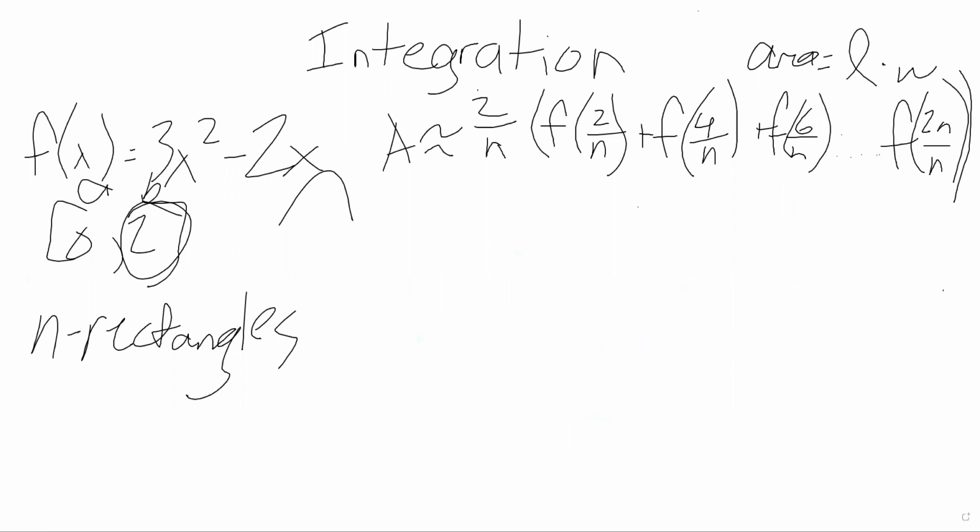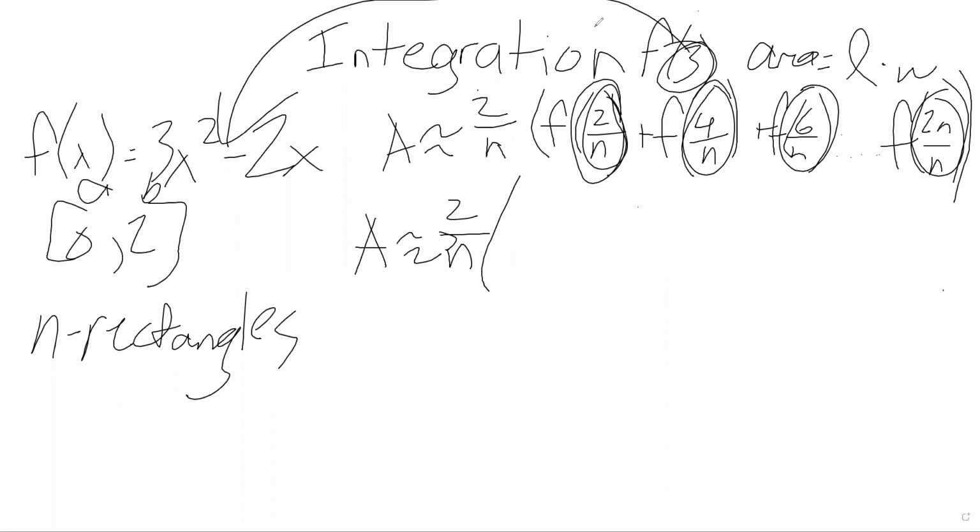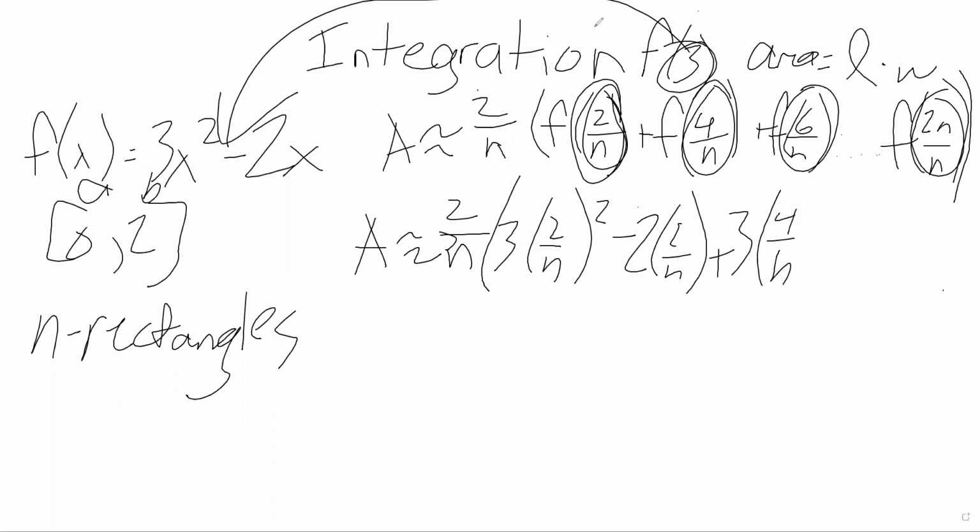I'm obviously not going to have room to go through all of these questions or all of these steps, but I'll give you the gist of them. So our next step would be a of 2 over n times, and then all we're going to do is plug these values into the equation like you would do if it was f of 3. You would plug the 3 into the equation, but instead of 3, you're going to plug 2 over n. So you end up with 3 over 2 over n squared minus 2 times 2 over n plus 3 times 4 over n minus 2 times 4 over n. And I would keep going with these other two values.